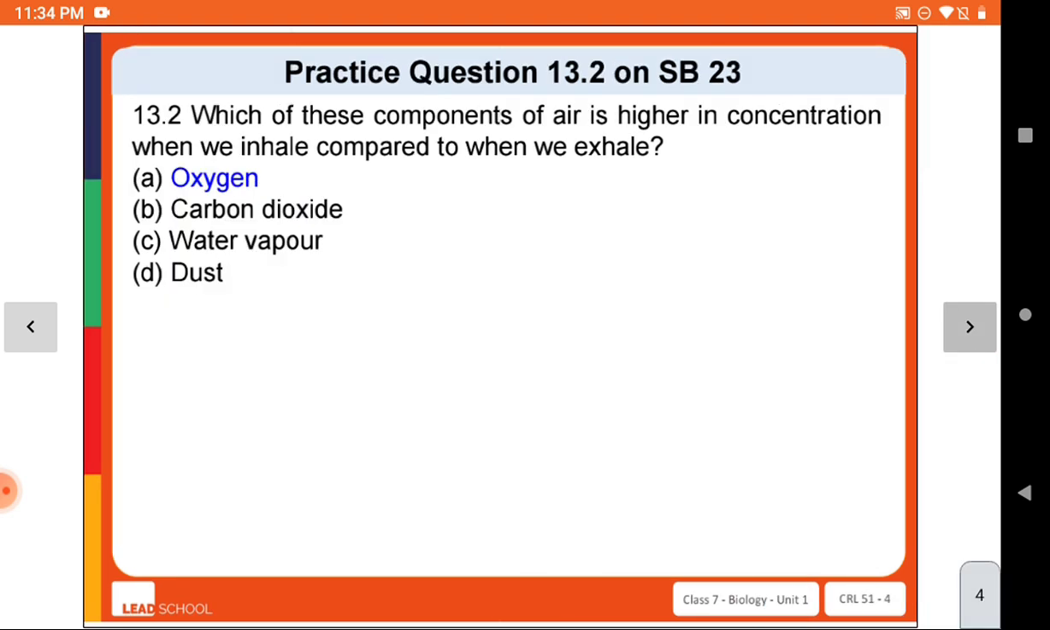Next is question 13.2 on SB23: which component of air is higher in concentration when we inhale compared to when we exhale? It is oxygen, so the correct answer is oxygen. Students, you should take a screenshot or learn these practice questions mentioned on your SB22 or SB23.